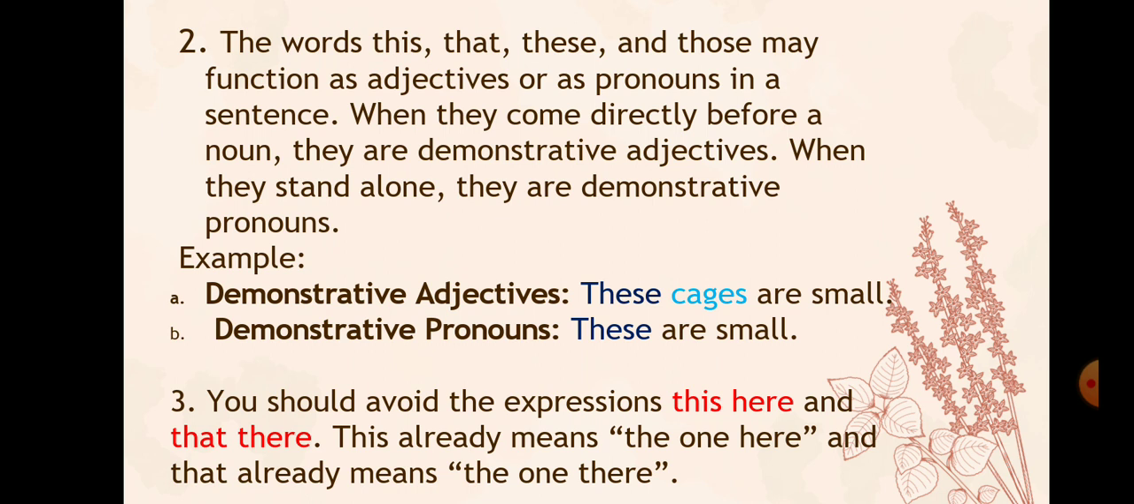Number 3, you should avoid the expressions this here and that there. This already means that one here, and that already means that one there. If you use this here, you're being redundant. You're saying the same thing. This here and that there is not correct. You cannot use those expressions, okay? So you have to eliminate the here and eliminate the there.